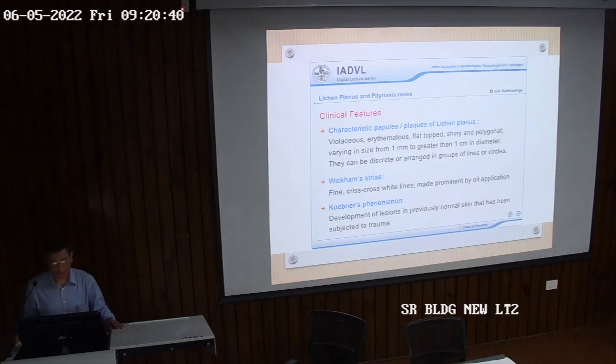Shiny, flat topped is another factor. These are flat topped, shiny, polygonal, varying in size from 1 millimeter to greater than 1 centimeter in diameter. May be discrete or arranged in groups of lines or circles.